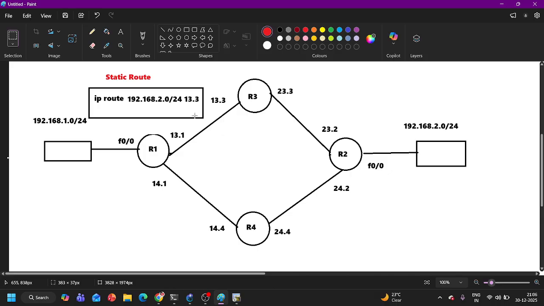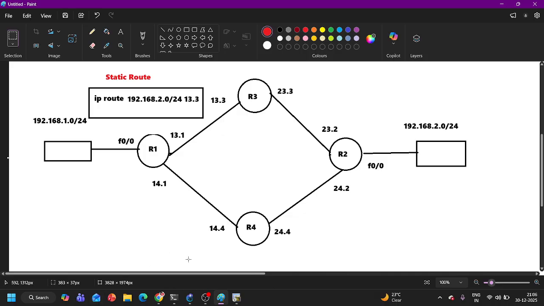How will you configure static routing? Priority. We increase the AD value of the lower path. HSRP? Can we use HSRP?